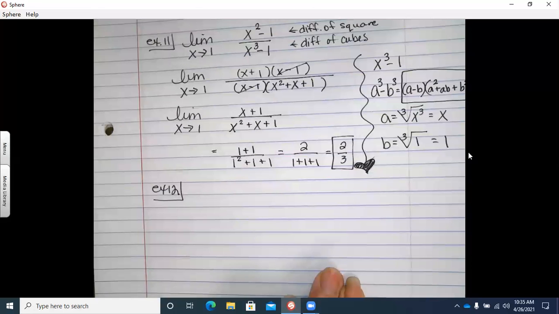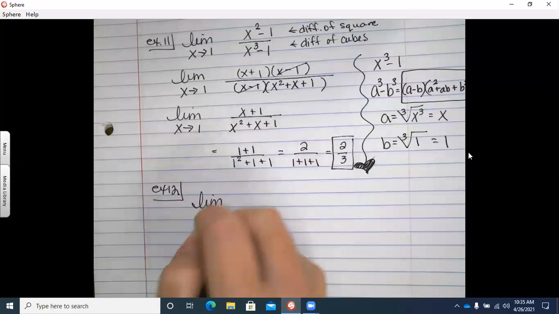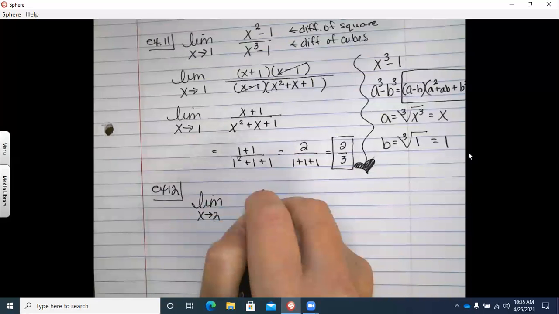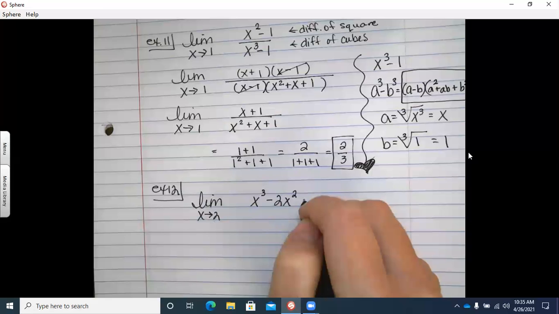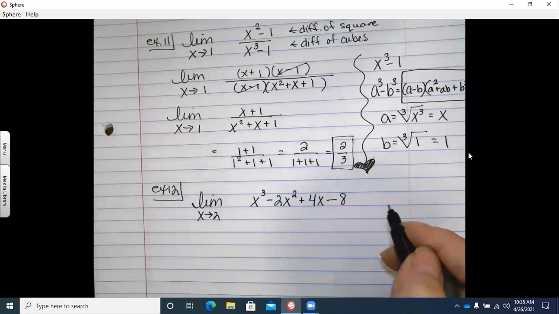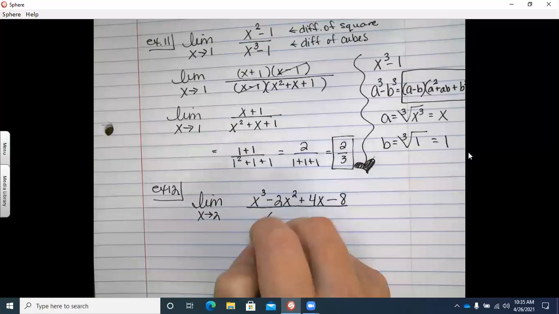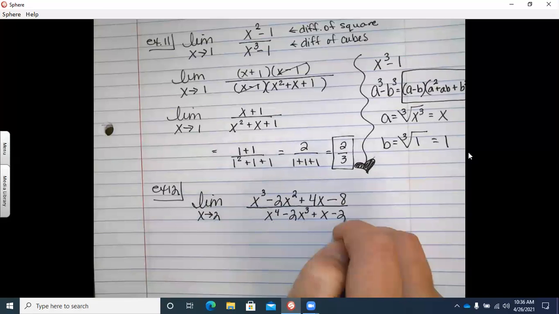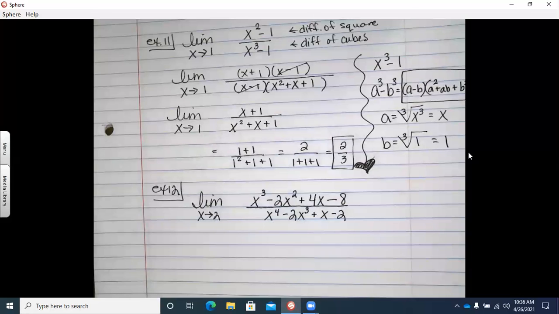Example 12. What is the limit as x approaches 2 of x cubed minus 2x squared plus 4x minus 8 over x to the 4th minus 2x cubed plus x minus 2. If I plug 2 into the denominator, direct substitution, I would get 0. So I can't do that. All right, well, I'm going to have to see if I can factor these.